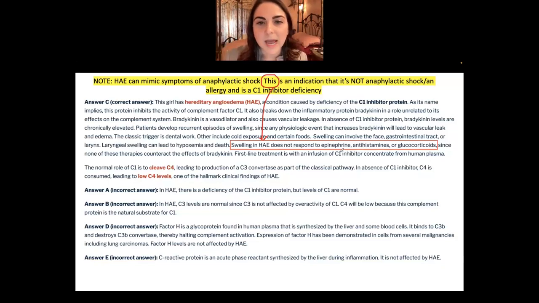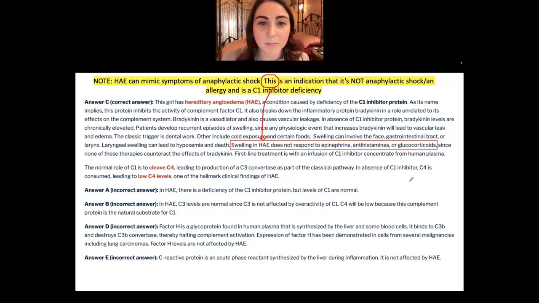So we're going to talk about what anaphylactic shock looks like, but if you think the patient's having anaphylactic shock and then they give them one of these meds, like epinephrine, antihistamines, glucocorticoids, and nothing happens, then it's hereditary angioedema. Okay, so it's just something I wanted to emphasize because I noticed these were drugs on your objectives list. I wanted to include that in the recording too. And I think this was the last question from yesterday.